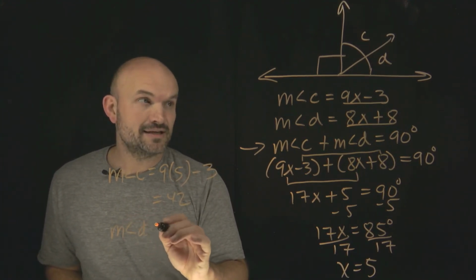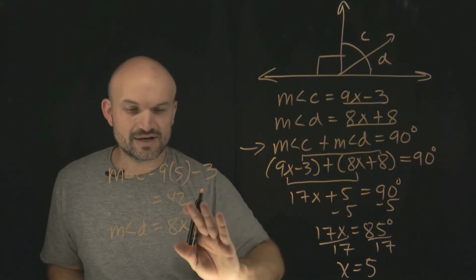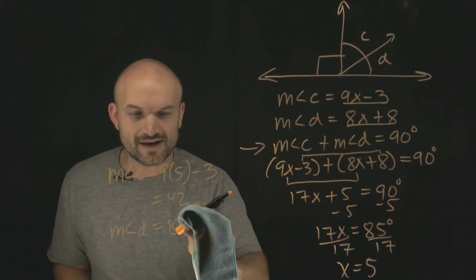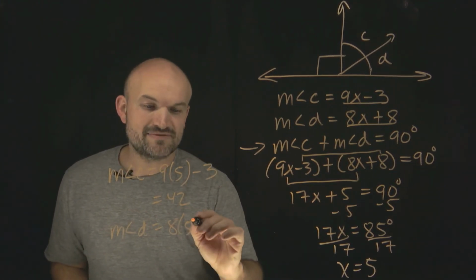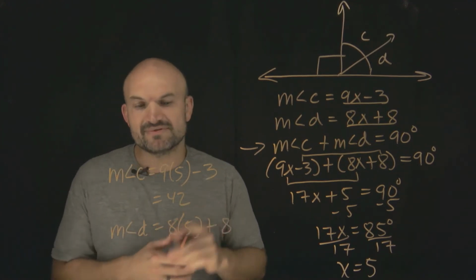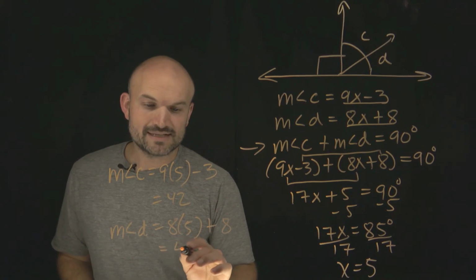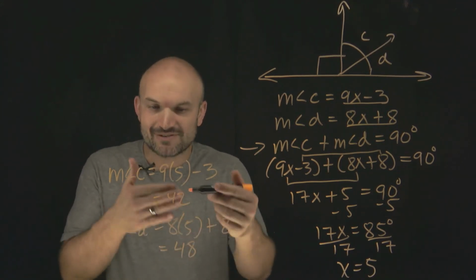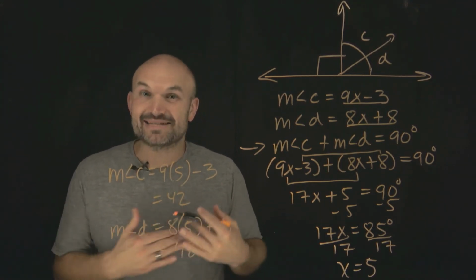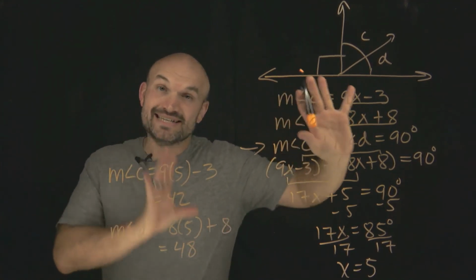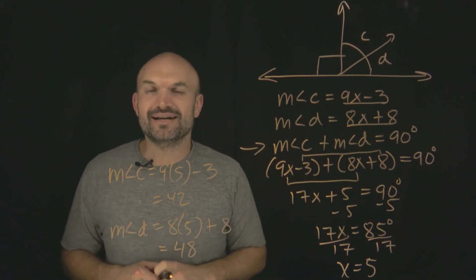Measure of angle D is going to equal 8x. I'm sorry, not 8x. We want to plug in 5, right? So I can say 8 times 5 plus 8. Now 8 times 5 is 40, plus 8 is equal to 48. And again, you can also see that 42 plus 48 adds up to 90, verifying that we did our work correctly and we're dealing with two complementary angles.